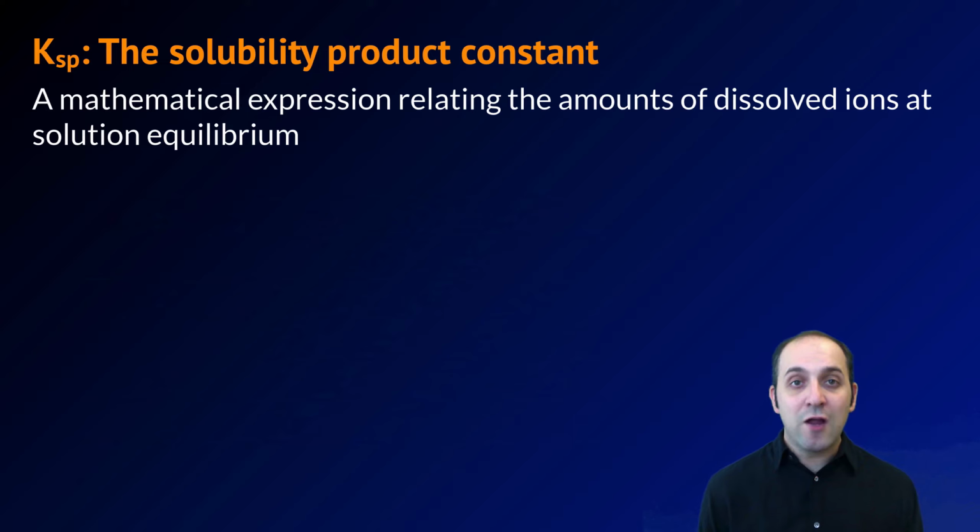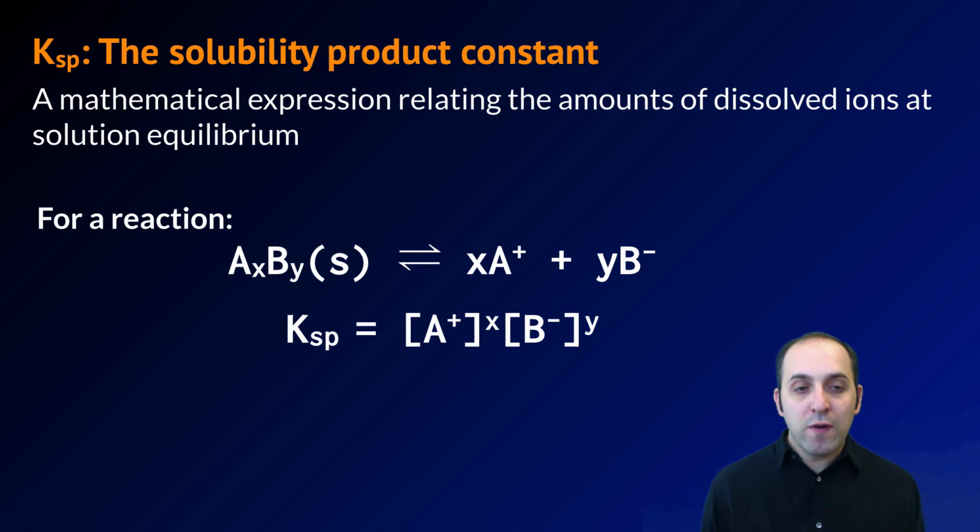When we talk about solubility of substances, we're interested in what's called KSP, which is the solubility product constant. This is a mathematical expression that relates the amount of dissolved ions at a solution equilibrium. For a reaction where a solid substance AB is dissolving into ions A plus and B minus and reaches a solution equilibrium, KSP is equal to the product of the concentration of the dissolved ions to the power of their coefficients multiplied by each other.